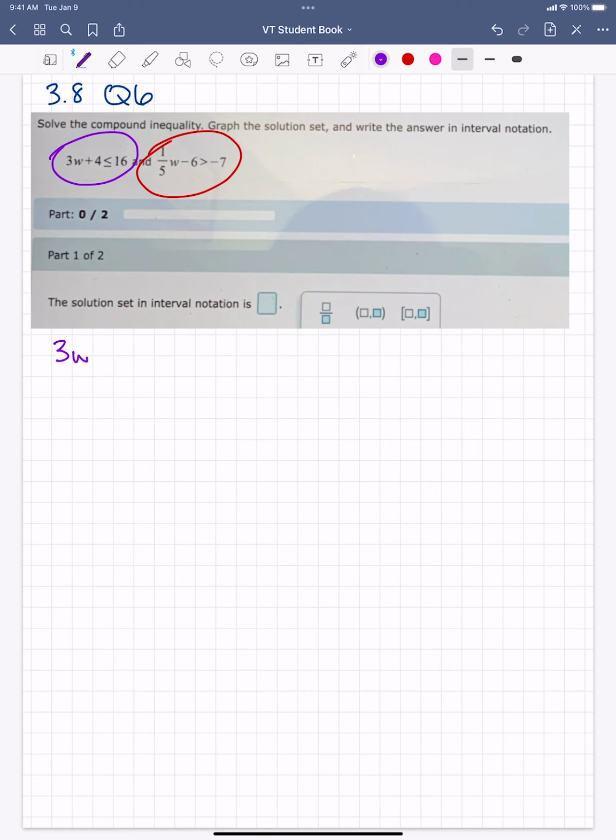So we'll have 3w plus 4 less than or equal to 16. We want to isolate the variable, so we'll subtract 4 on both sides, then we'll end up with 3w is less than or equal to 16 minus 4, which gives us 12. I'm going to isolate that w, divide by 3 on both sides, then we'll end up with w less than or equal to 12 divided by 3, which is 4. So the first part is that 4.